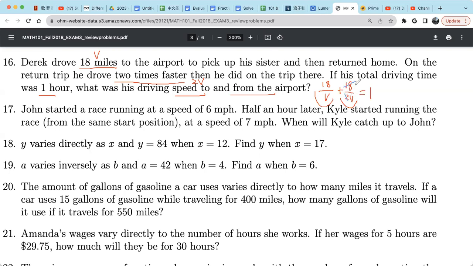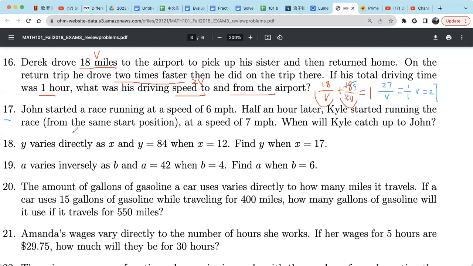18 divided by 2 is 9. Now we have a common denominator, both denominators are v. 18 plus 9 is 27. So 27 over v equals 1. But 1 is 1 over 1. We cross multiply. 1 times 27 is 27, 1 times v is v. So v equals 27. So when he goes to the airport, his speed is 27. When he comes back, it doubles the speed, which is 2 times 27, 54.